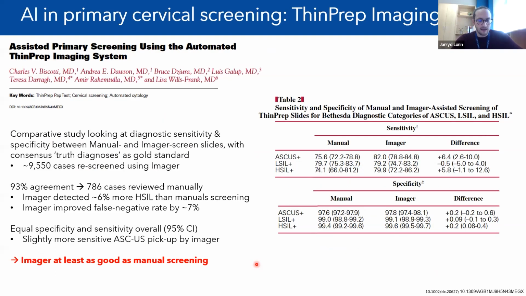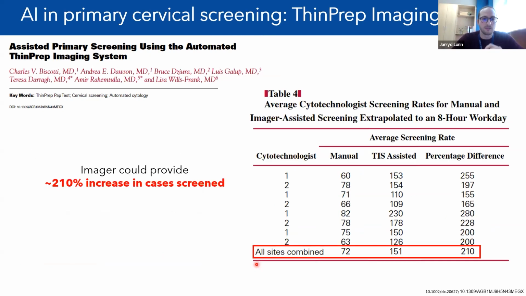So coming back, the bottom line was that the imager is at least as good as manual screening. And so one then says, well, so what? You know, we have manual screeners who are able to do that. But the important thing was that imager-assisted screening could increase output by up to around 200%, which means that cytopathologists and cytotechnologists could get more cases done in the same amount of time using this automated screener. And that is where the power of this particular AI comes in.